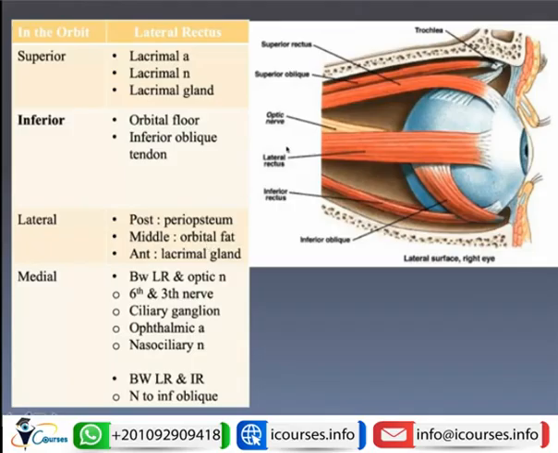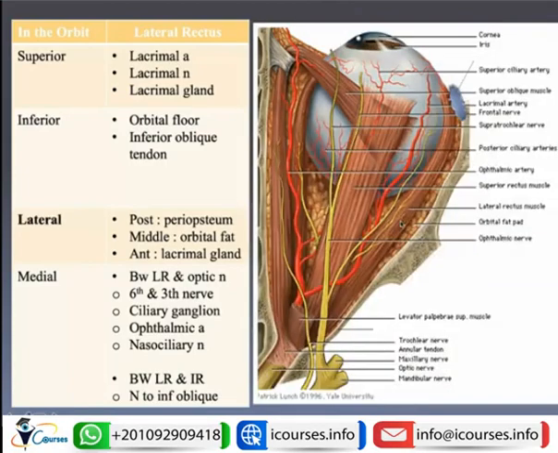Lateral relations are the periosteum posteriorly, in the middle there will be orbital fat, and anteriorly will be the lacrimal gland, as you can see here. So posterior will be the periosteum, in the middle will be the orbital fat, and anteriorly will be the lacrimal gland.